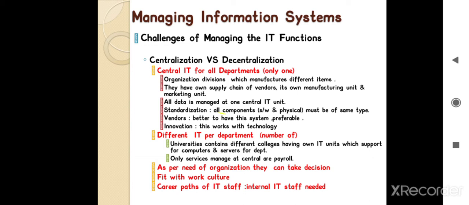All components, like software or physical ones, must be of the same type. For vendors, it is better to have this system, meaning those vendors that the organization handles have only a single point of communication. That means there is no miscommunication in handling these vendors. So it will be easy due to that centralized IT environment.